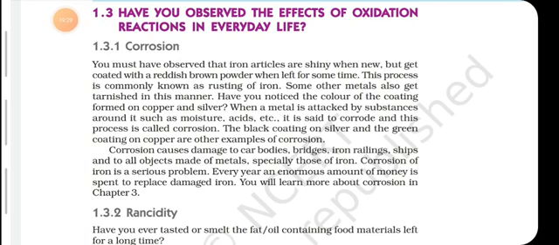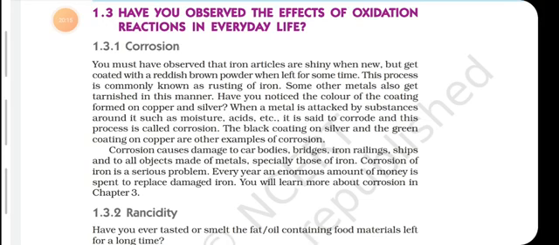What is corrosion? You must have observed that iron articles are very shiny when new, but get coated with a reddish brown powder when left for some time. This process is commonly known as rusting of iron.